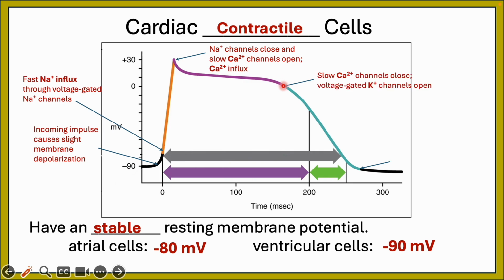Then once it reaches a point, the slow calcium channels will close, and the voltage-gated potassium channels are going to open. This leads to repolarization that's much more rapid, and then that will end when the membrane potential goes back to the resting membrane potential, where the potassium channels will close. And then it would repeat this for another cycle.